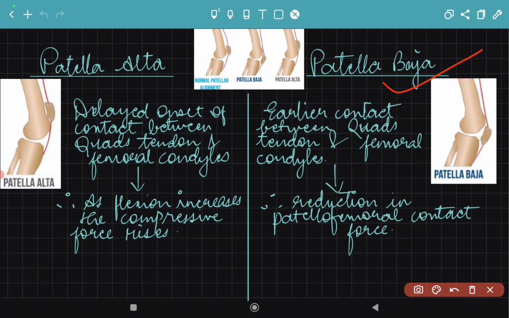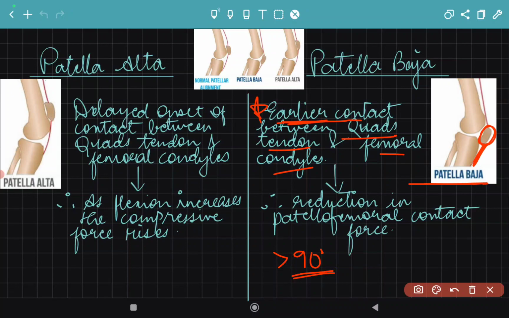Now in patella baja, as we know, the patella is lower in position than the normal one, and this is because of the shortened patellar tendon. The shortened patellar tendon is there, hence the patella is pulled a little downwards than normal. Now in this case also the problem is that there will be earlier contact between the quadriceps tendon and femoral condyles, again considering as knee flexion progresses. If we take into consideration beyond 90 degrees itself, where the patellar contact area is not increasing, the patella is going out of contact again at the end range of knee flexion, or beyond 90 degrees of knee flexion.